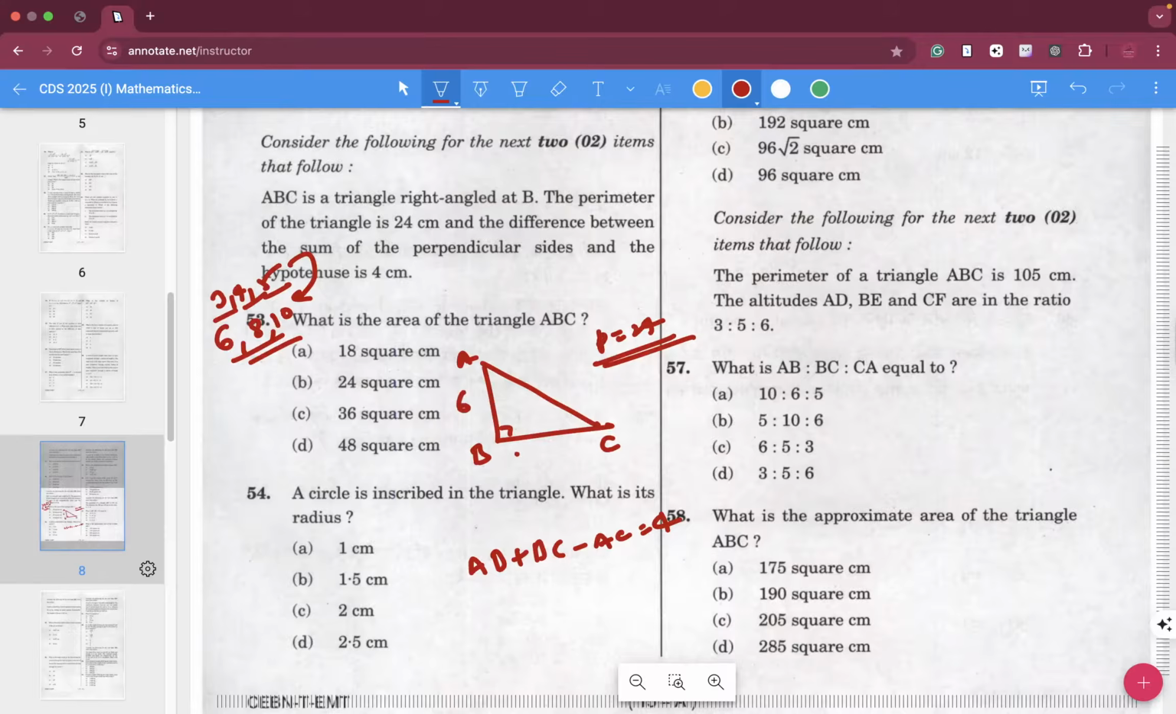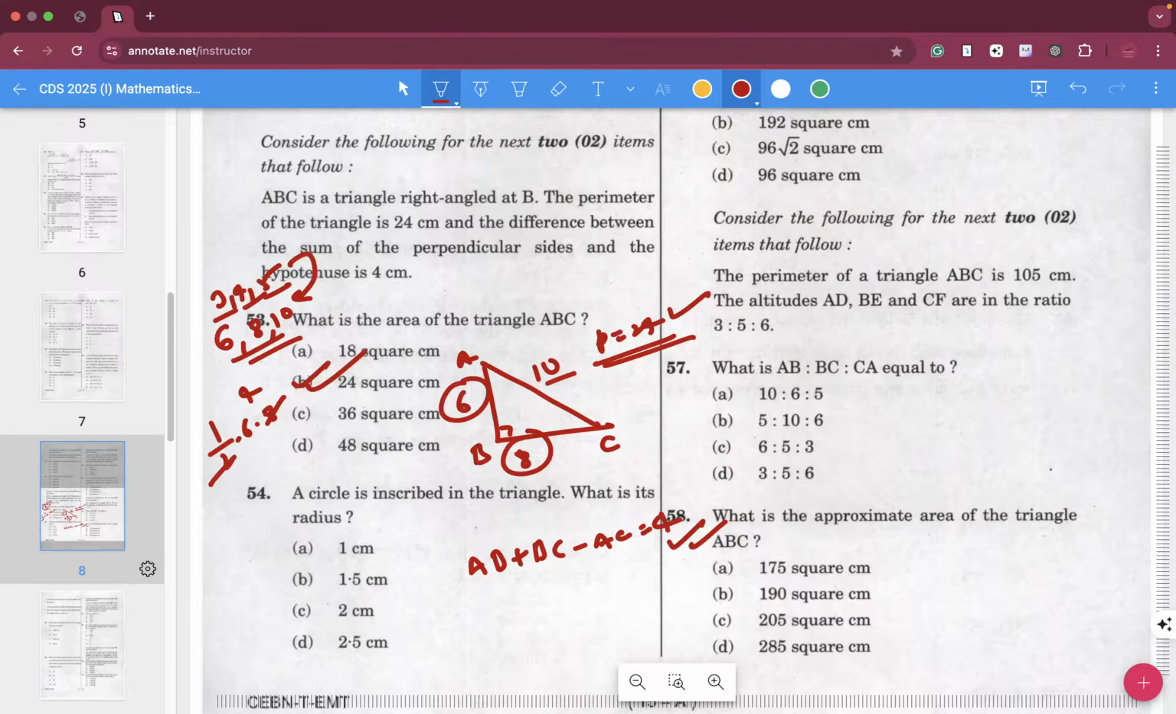So which means 6, 8, 10. Okay, is the perimeter 24? Yes. Okay, does the difference of 14 minus 10 come to 4? Right, so what is the area of this triangle over here? Okay, half into base into height, right, 6 into 4, 24.